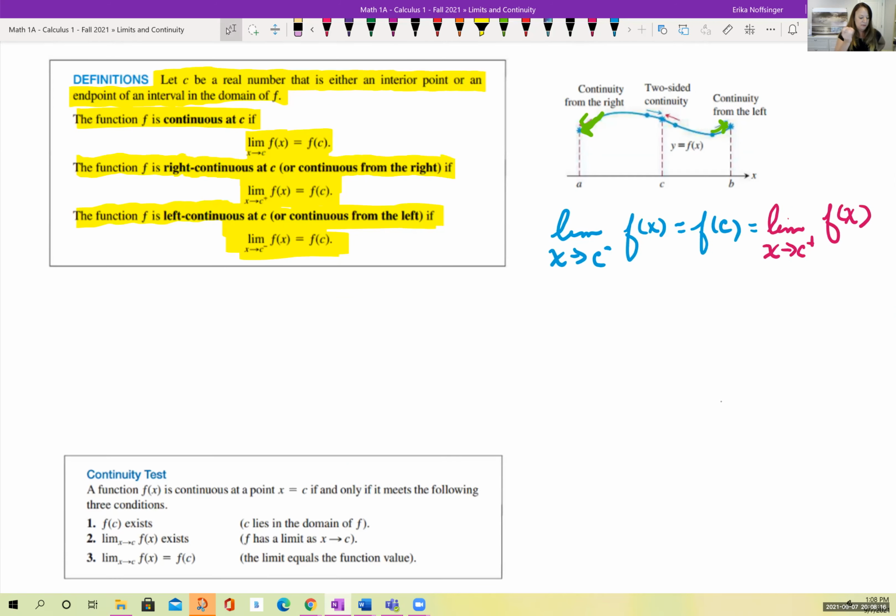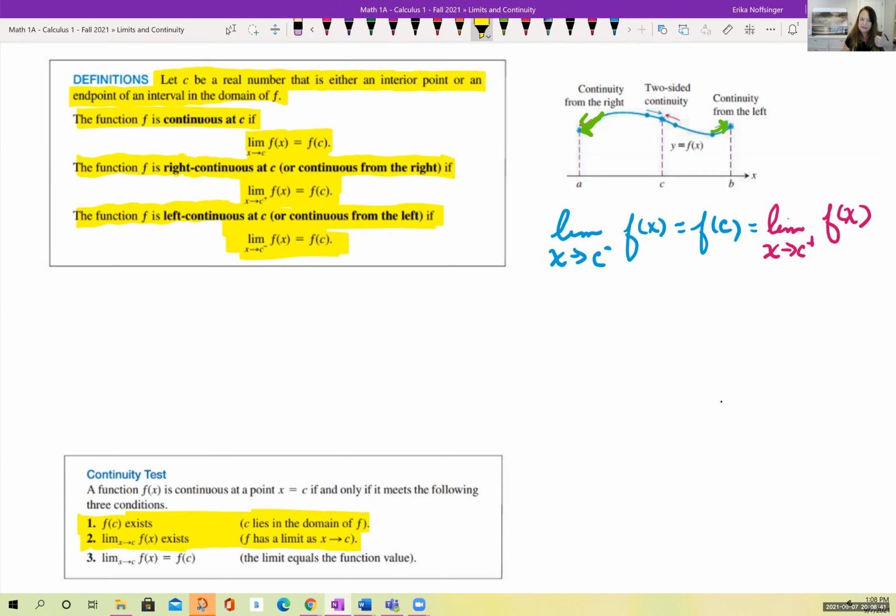So really, technically, we need to show 3 things to show something is continuous at some x value. First of all, we need to show that that value exists at x equals c. It's part of our domain. C lies in the domain of f. We have to show that the limit exists. So the limit as x approaches c of f of x exists.